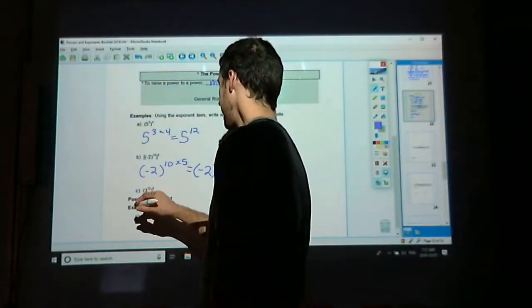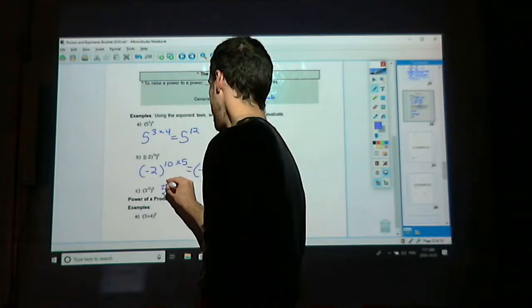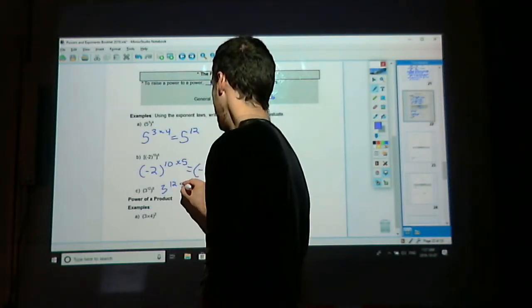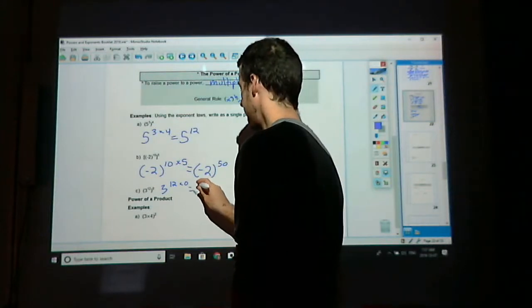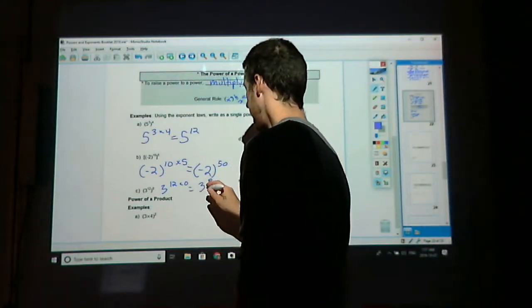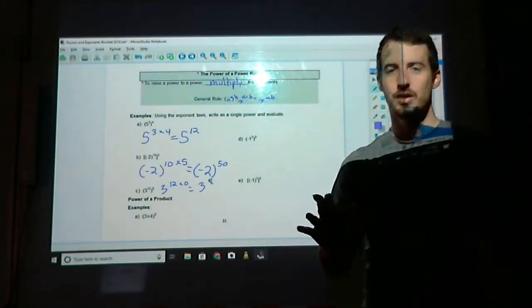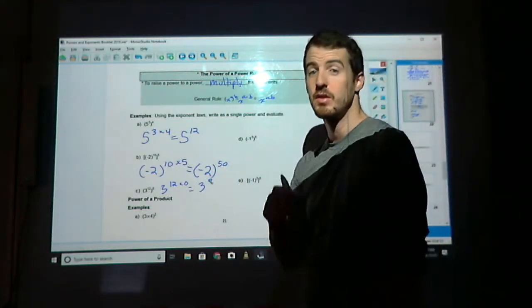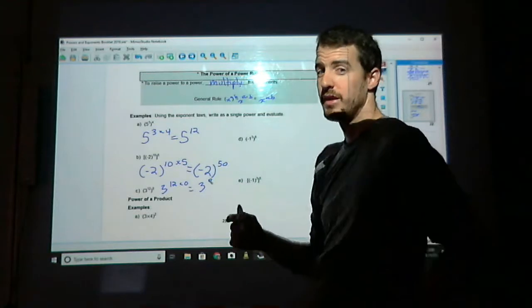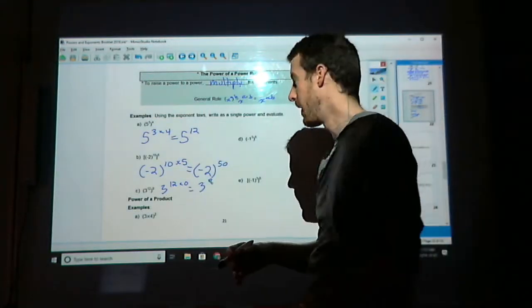Okay, here we can go 3 to the power of 12 times 0, and sure enough, we know that any number times 0 is equal to 0, so 3 to the power of 0. You can't just leave it as 3, because we know that 3 to the power of 1 is equal to 3, and 3 to the power of 0 is equal to 1. Keep that in your minds.